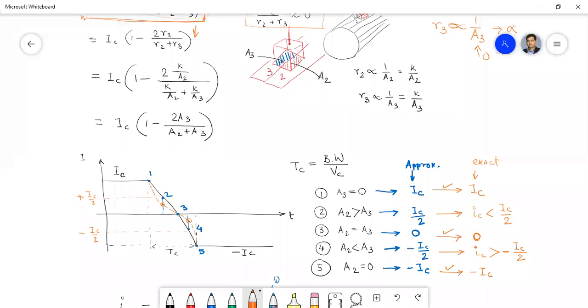So this we can say is the exact resistance commutation. Though the approximated analysis was giving us the linear commutation, if we consider the coil resistance, then we must get this type of curve, which is called the resistance commutation curve. So is this clear? Is this clear?